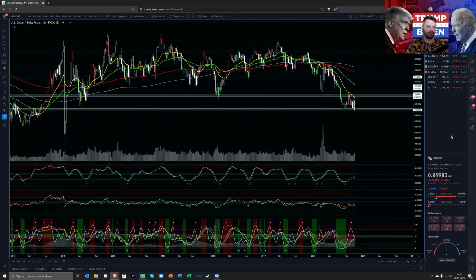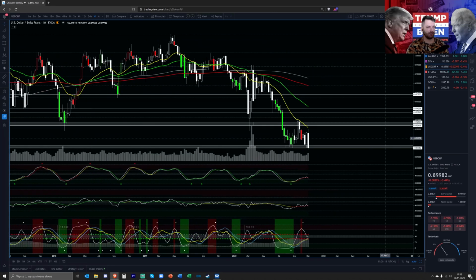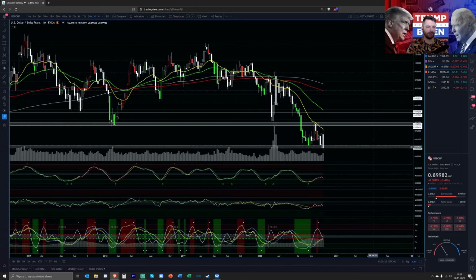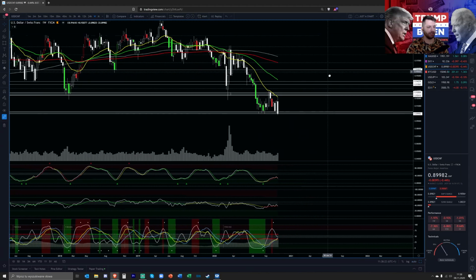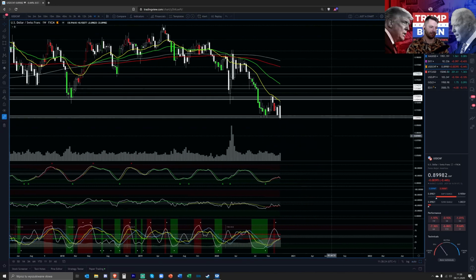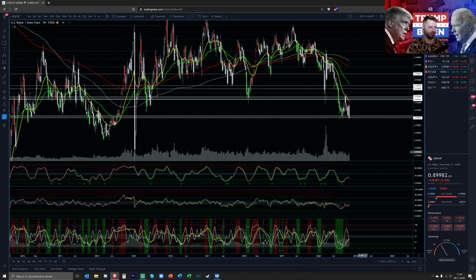We can go to USD CHF again, but this is basically the DXY chart. And the DXY is the strength of the dollar, and CHF is basically a European stable coin. So as you can see, more or less the same chart. Breaking this support will lead to more downside, probably to, let's draw those levels.